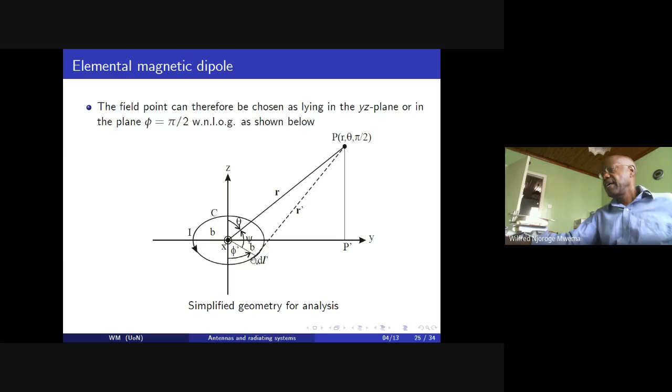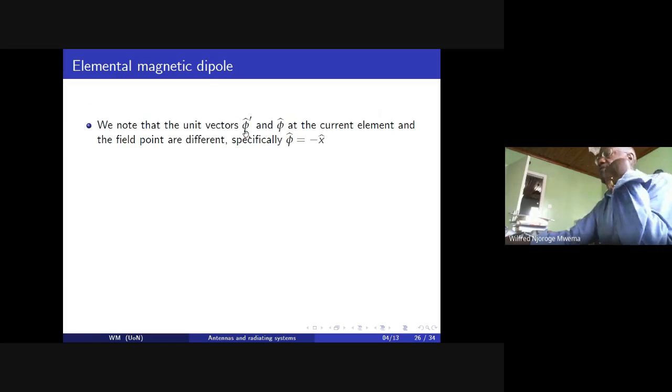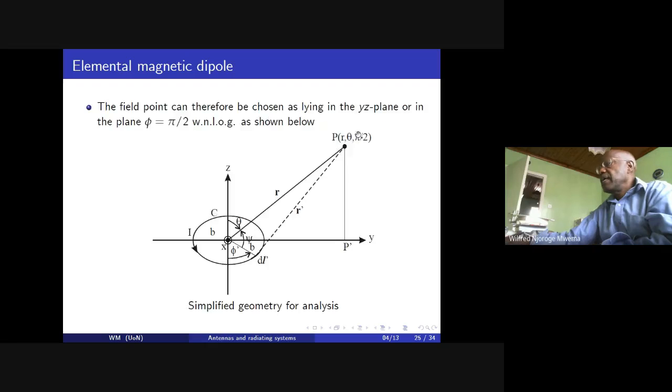And what we can see is that for this current element we have here, we have a similar current element there, but the currents are facing in opposite directions. Therefore, their contributions to the vector potential at this point are going to be in opposite directions. In the z direction we'll have an addition, while in the x direction there will be a cancellation of the fields. We know that the unit vectors phi prime and phi at the current element and the field point will be different, specifically with phi cap at the field point pointing in the minus x direction.